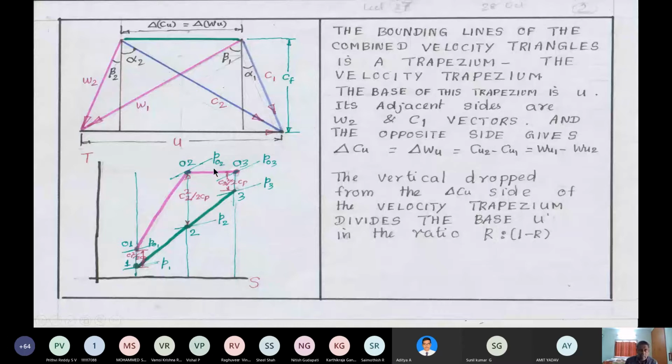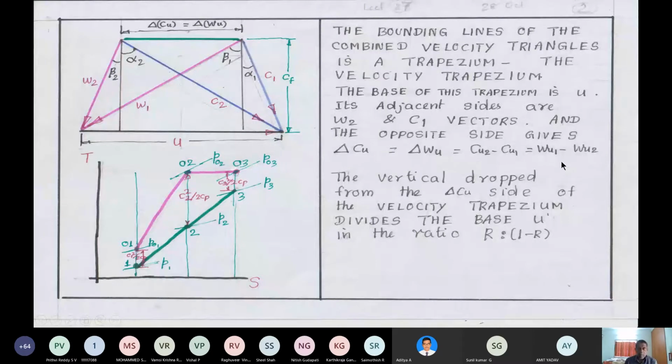Then coming to the velocity triangle, this is fairly easy to draw. The bounding lines of the combined velocity triangles form a trapezium, the velocity trapezium. The base of the trapezium is U, the blade velocity. Its adjacent sides are the W2 and C1 vectors, and the opposite side gives delta Cu, which is also equal to delta Wu, which is equal to Cu2 minus Cu1, equal to Wu1 minus Wu2.